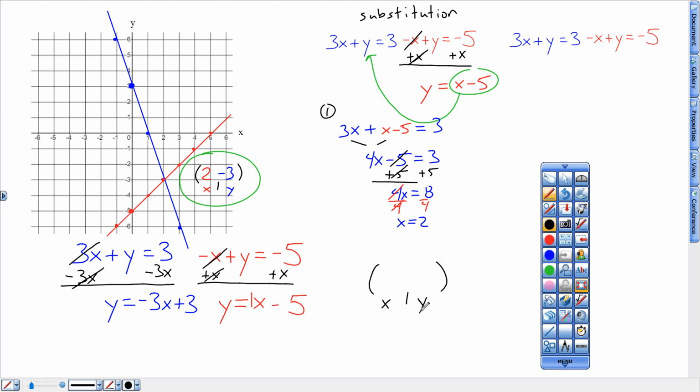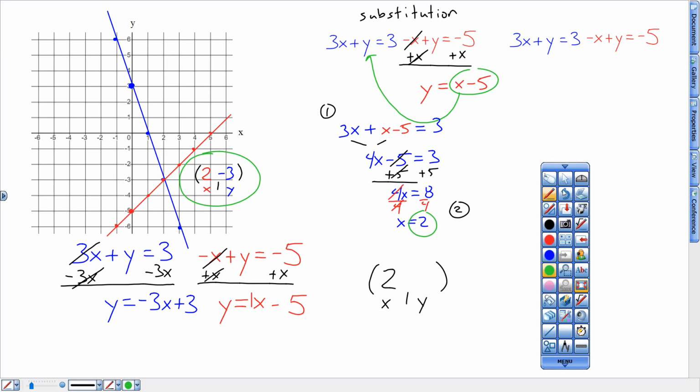Don't stop right there. You're only halfway. Make sure you write that 2 number in the right place. Don't put it in the y coordinate. That's the x coordinate. For substitution, the last step is you've got to substitute this 2 back in and find what that y is right there.